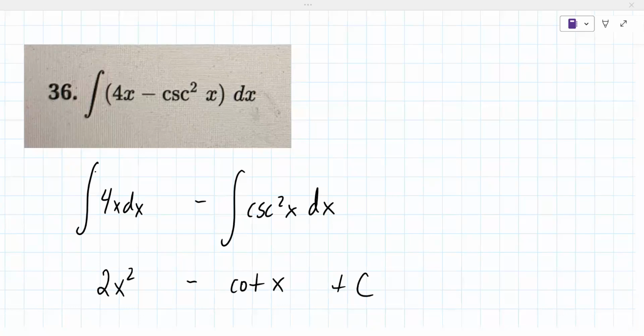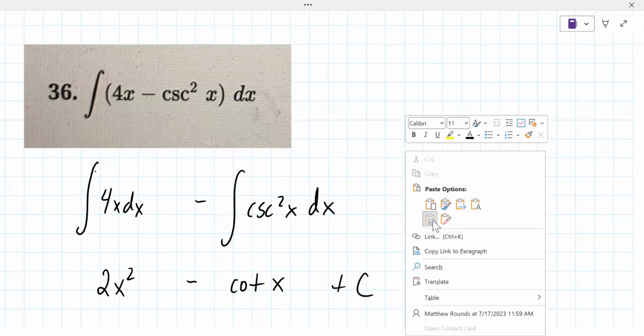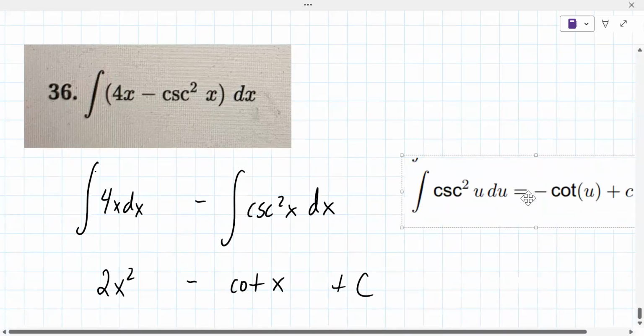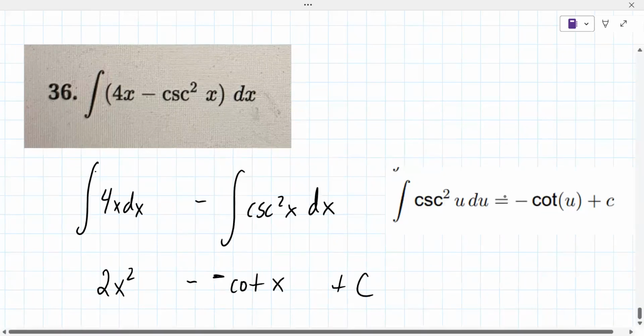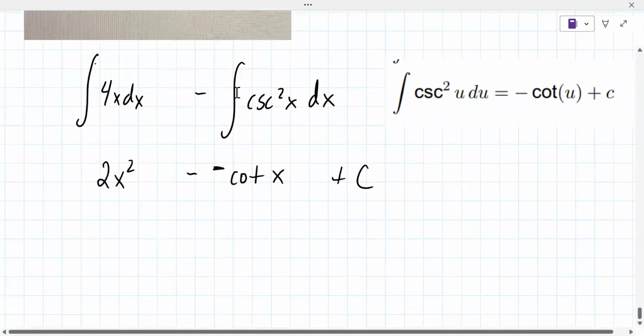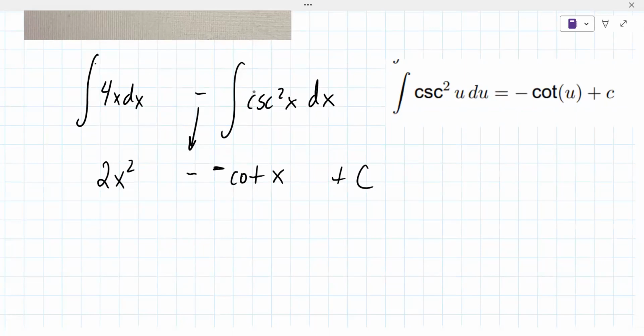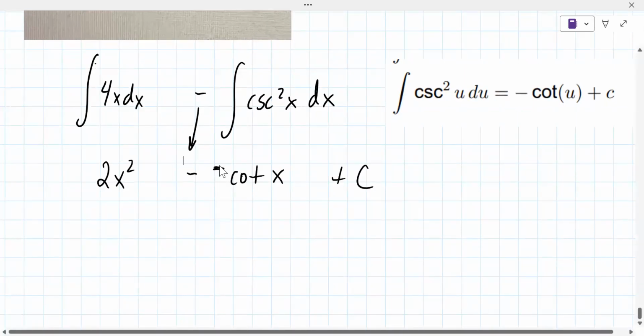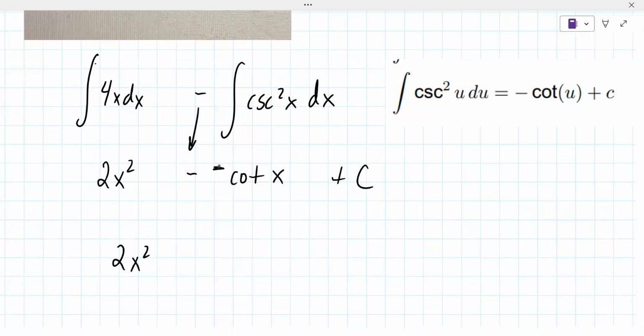So there is the expectation that you know this table. Now, I made one small error here. Let me snip this in. The integral of cosecant squared is actually negative cotangent. So there's a negative here to go with it. Because you're bringing this one down, this negative comes from the integral. The second one comes from the integral. So that's 2x squared plus cotangent x.